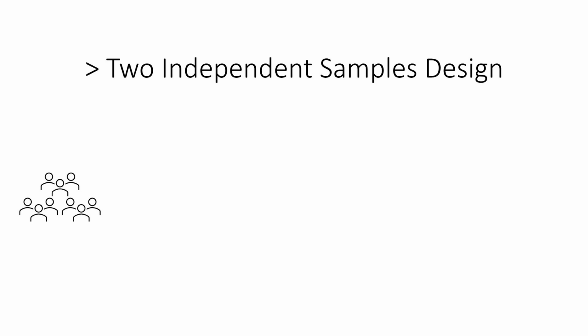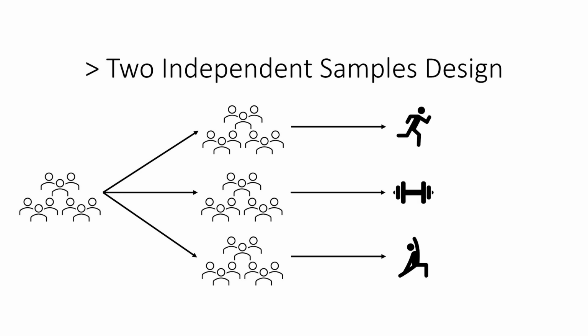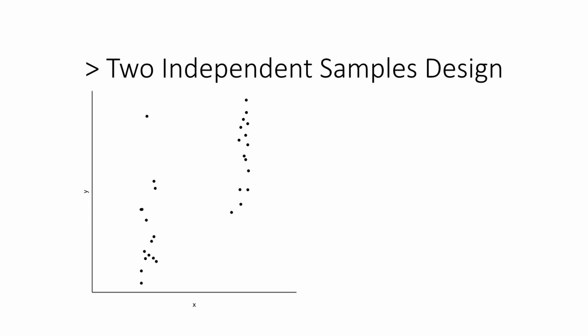So you may compare these three groups, or you may have an experimental design where you again start with a single group of individuals that you randomize into three separate samples. You maybe apply three different interventions to these groups, and then you want to compare the effects of these different interventions.